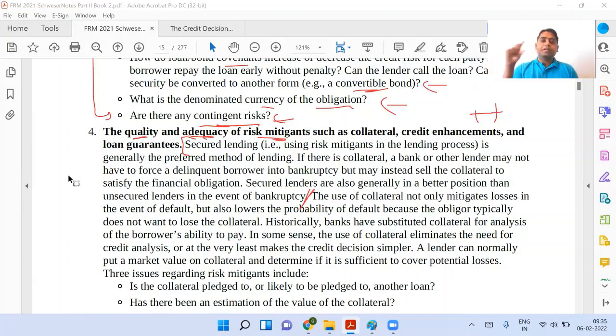I'm assuming everybody has been able to read that point. It is more or less the same thing, that secured lenders have more rights and protection. Now the use of collateral. Look at this section.